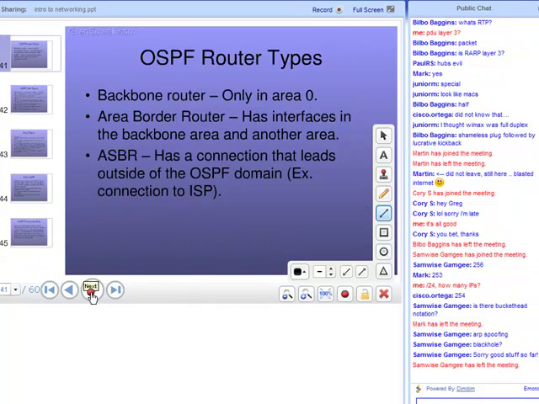Moving on, router types. You've got a backbone router, which only lives in area 0. An area border router straddles two areas, so it's going to have at least one interface in 0 and at least one interface in something else. An autonomous system boundary router, ASBR, is somebody who brings in routes from outside your domain.